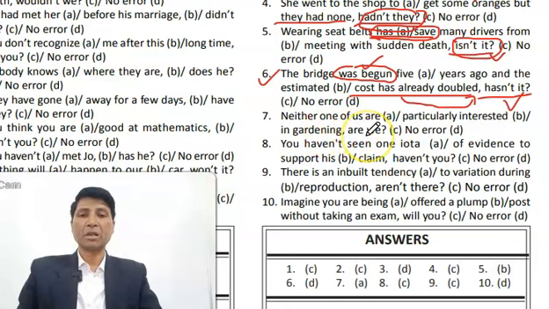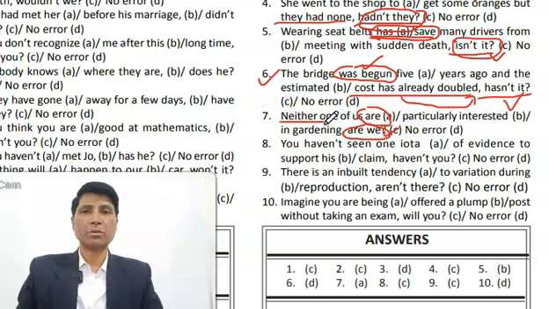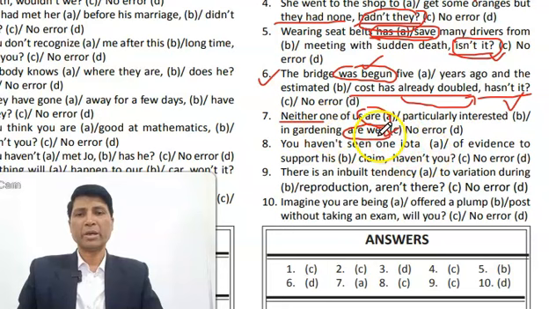Move on to question number 7. Neither one of us are particularly interested in gardening, are we? Now what is happening here? The question tag is okay because the main verb are is actually plural and subject is neither. So we know it very well that if the subject of the main statement is an indefinite pronoun like everybody, everyone, somebody, someone, or nobody, no one, then we use plural pronoun. So here use of are is also correct and we is also correct.